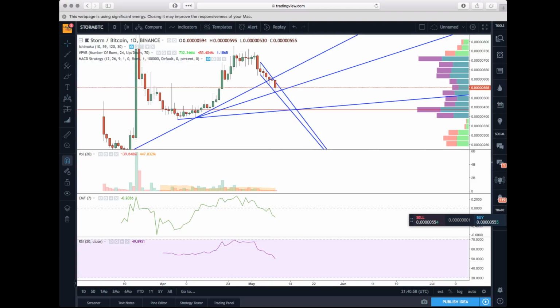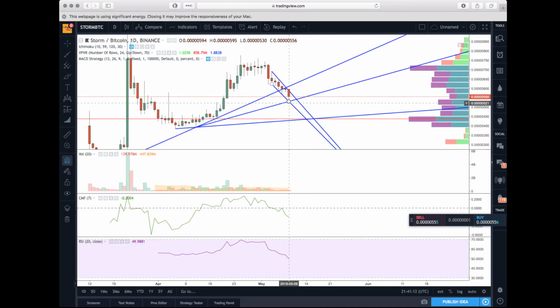That would be a good sign if that held. This is the volume in that area. Not the biggest, obviously, but still larger than the areas around it. So there's more interest, more support in that area. And I did see somebody calling for a buy on Storm based on some of these ideas earlier today.